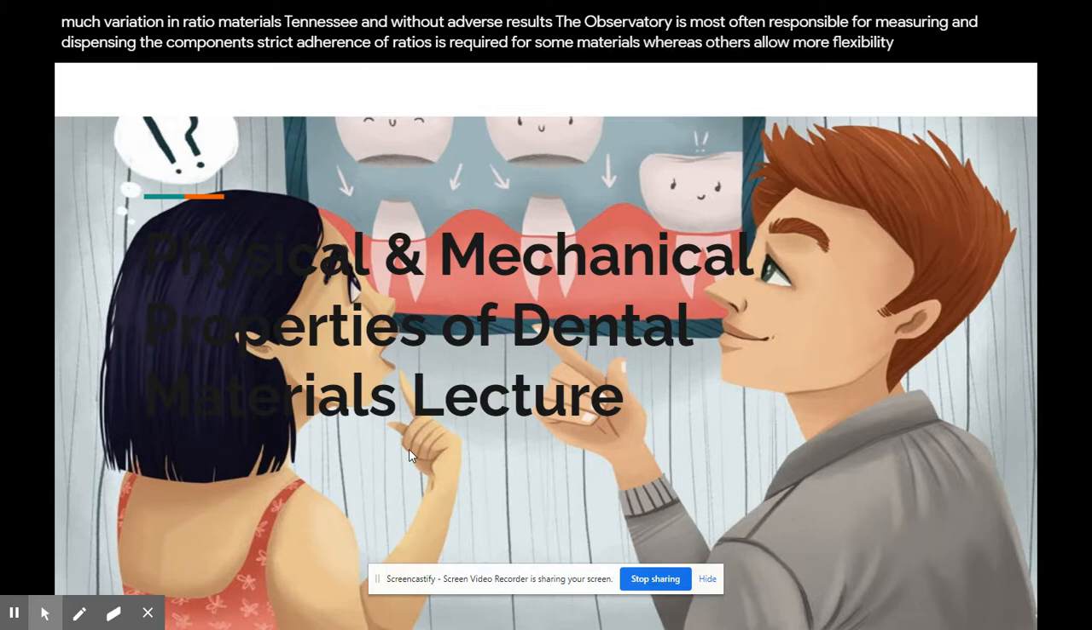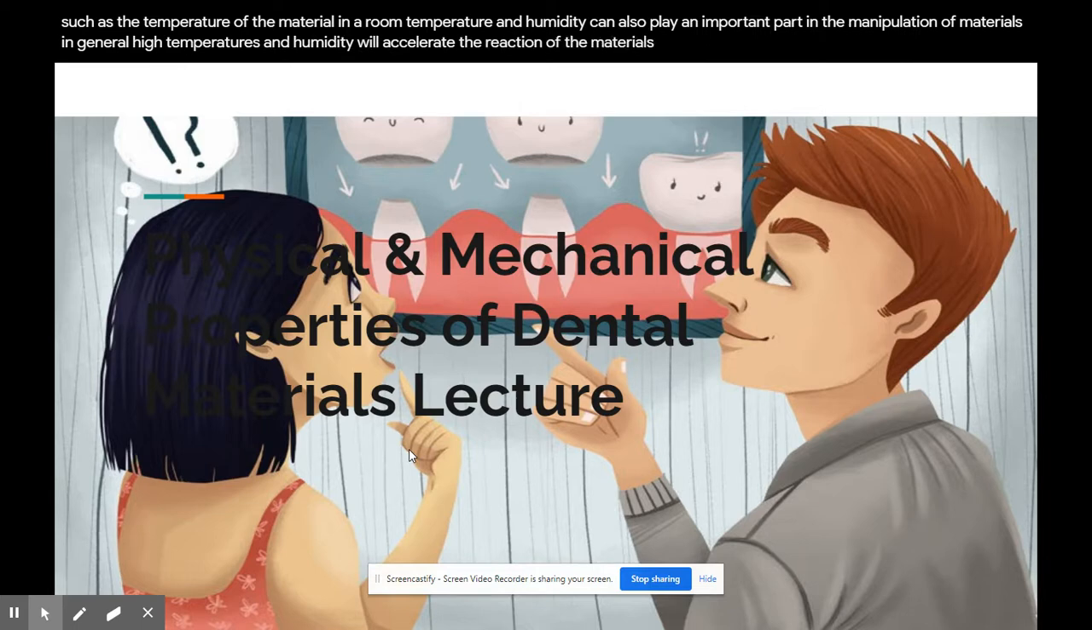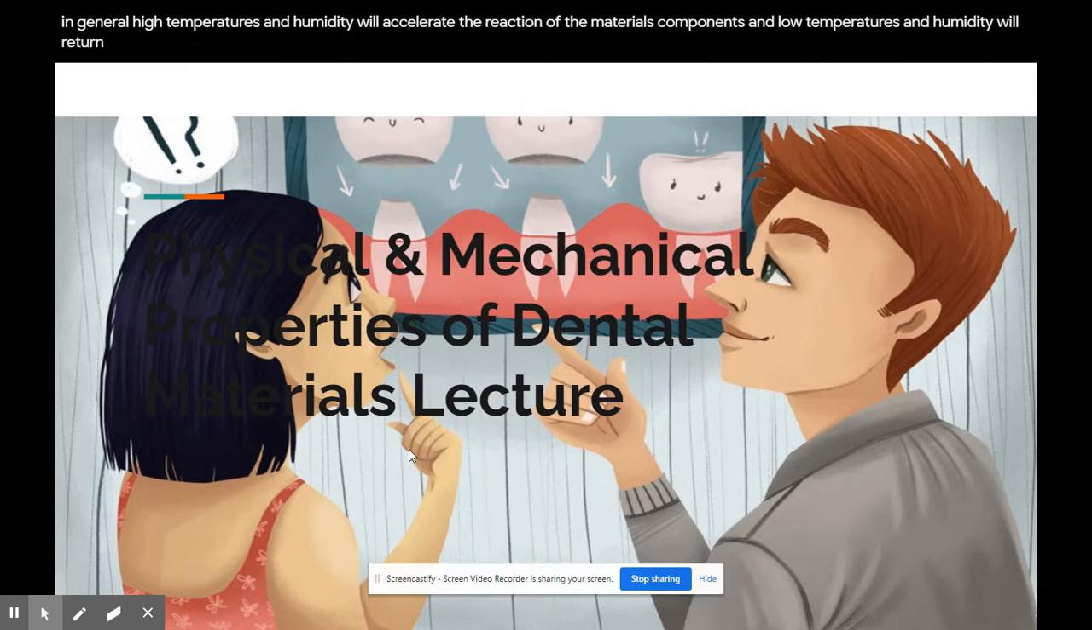Effects of temperature and humidity. External variables such as the temperature of the material and the room temperature and humidity can also play an important part in the manipulation of materials. In general, high temperatures and humidity will accelerate the reaction of the material's components, and low temperatures and humidity will retard the reaction.